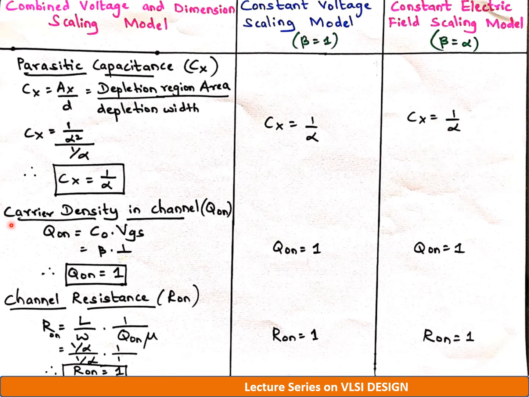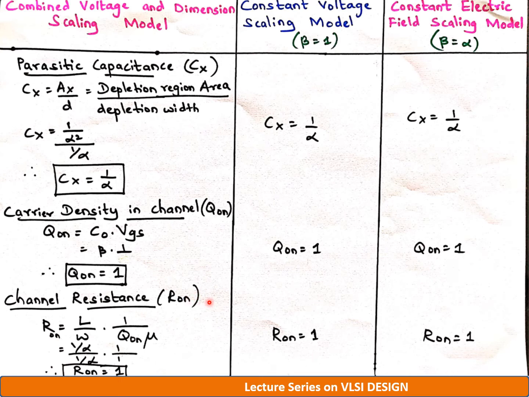Next device parameter is carrier density in a channel, Q1. So, Q is given by C into V. C refers to C0 here, V refers to VGS. C0 is scaled by beta. VGS is a voltage term and voltage is scaled by 1 by beta. Therefore, scaling factor for Q1 is 1 in combined V and D model. In constant voltage model, scaling factor remains 1. In electric field scaling model, the scaling factor is 1 again.